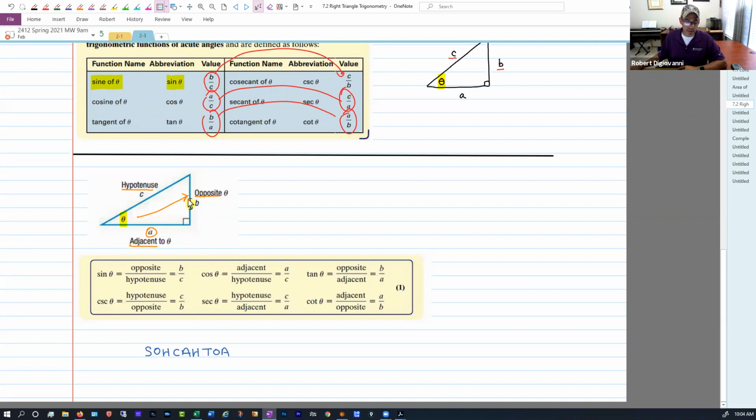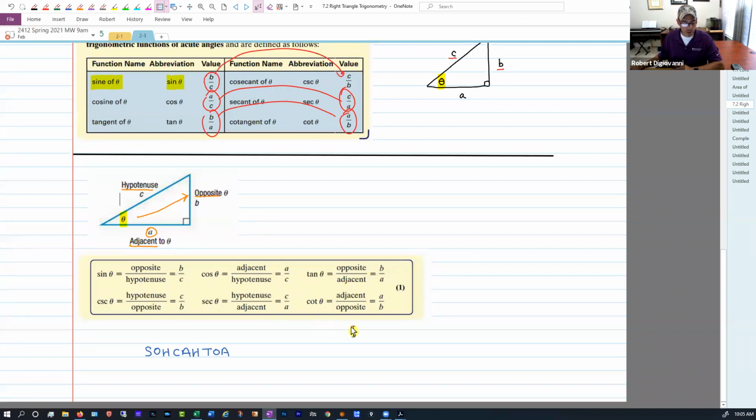If we use this labeling instead of ABC, then sine of theta is opposite over hypotenuse. It's this opposite side divided by this. Cosine theta is the adjacent divided by this hypotenuse, and so on and so forth. Again, not something you want to try and memorize.